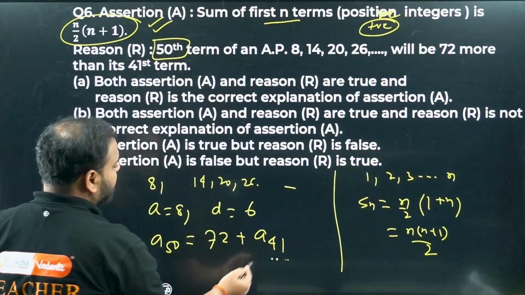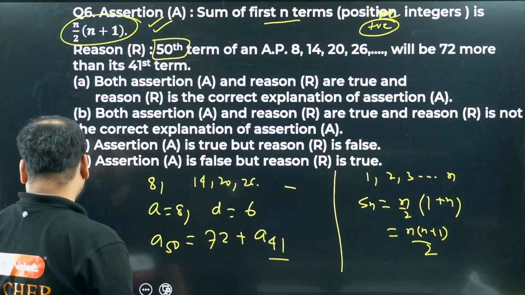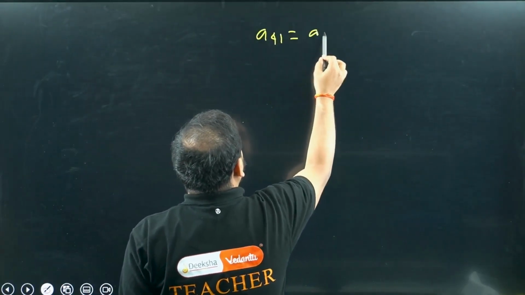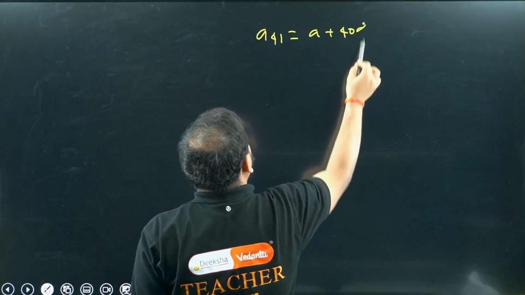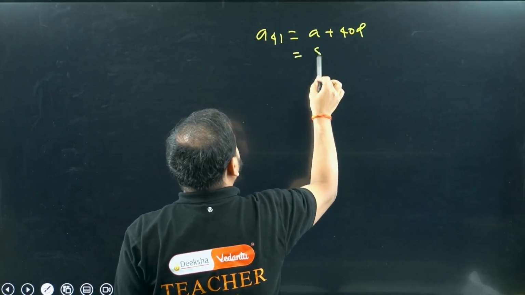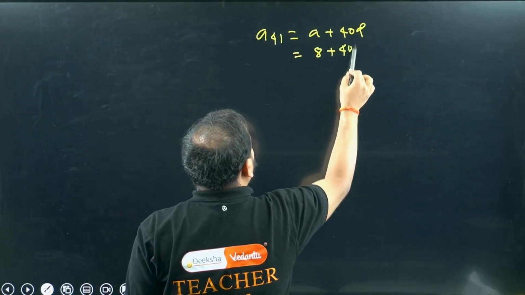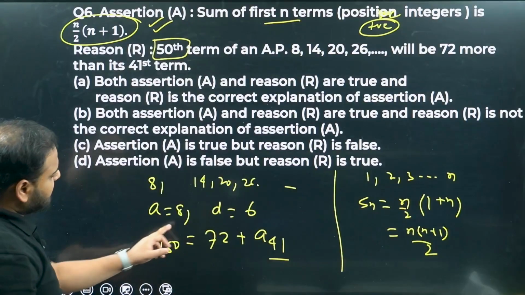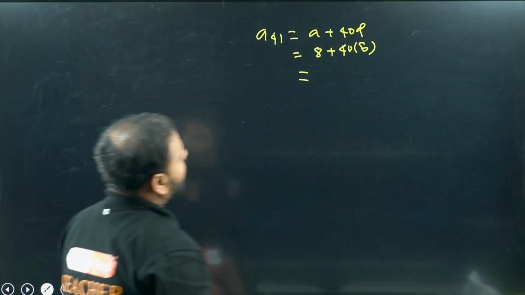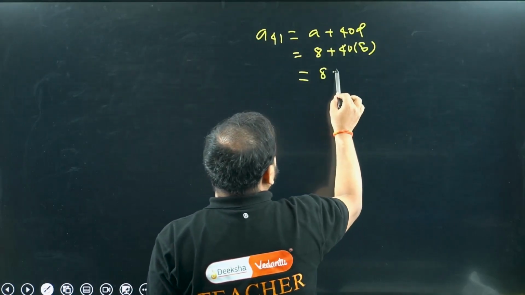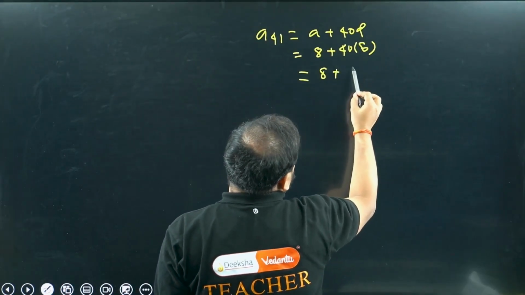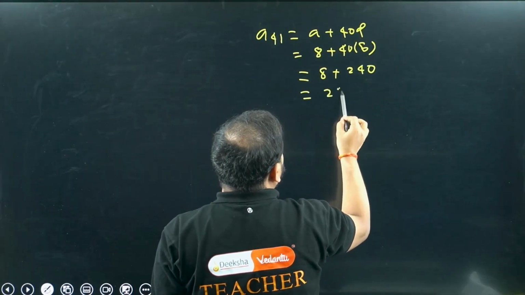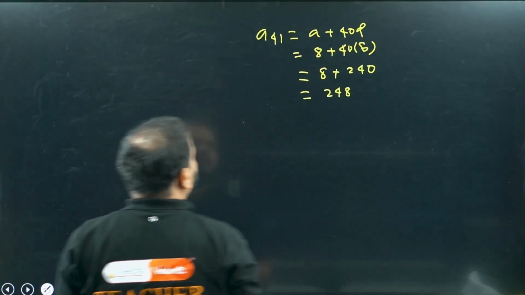Let's find A41 first. A41 will be A plus 40D. What is A? A is 8. 40 times what? D is coming as 6. Please check. A is 8, D is 6, right? So I can write this as 8 plus 40 into 6. 4 into 6 is what? 24. 240. What's the answer? 248.